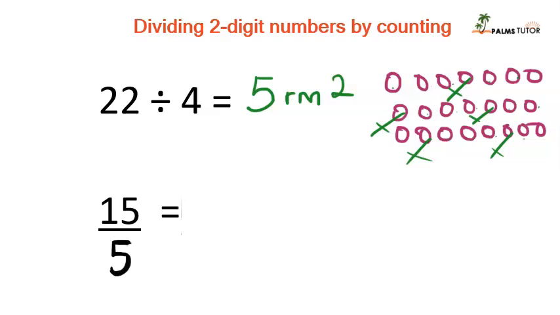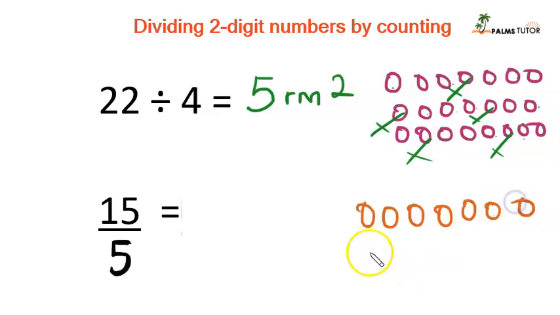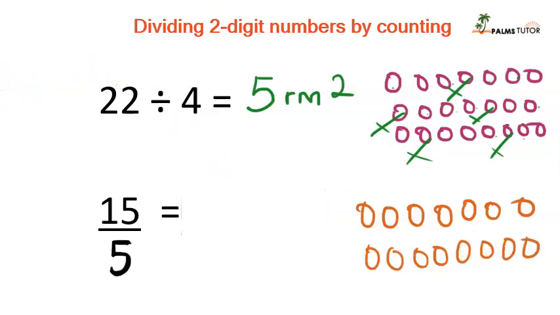One more example before I let you do some yourself. So we would have 15 divided by 5. 1, 2, 3, 4, 5, 6, 7, 8, 9, 10, 11, 12, 13, 14, 15. So I'm dividing it into groups of 5, right? So I'm counting 5s. 1, 2, 3, 4, 5. 1, 2, 3, 4, 5. 1, 2, 3, 4, 5. No remainder, nothing is left. How many groups do I have? 1, 2, 3. So 15 divided by 5 is 3.